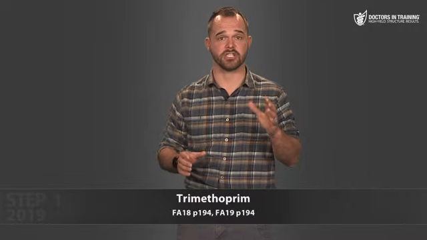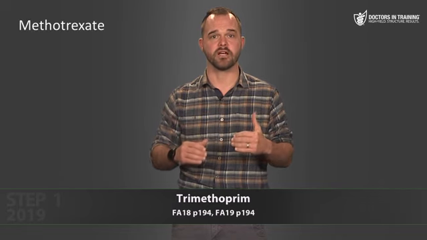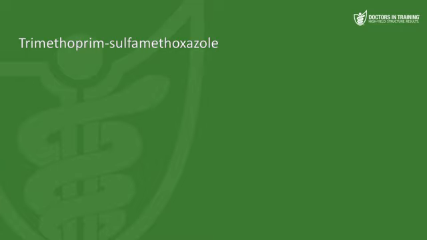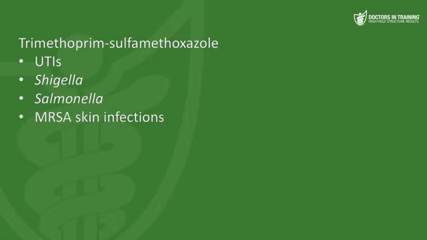There's another medication that inhibits dihydrofolate reductase. That's going to be methotrexate, and we use that a lot for rheumatological disorders. What are the clinical uses of trimethoprim sulfamethoxazole? It causes sequential block of folate synthesis, so you can use it for UTIs, Shigella infections, Salmonella infections, and sometimes we use it in MRSA skin infections.